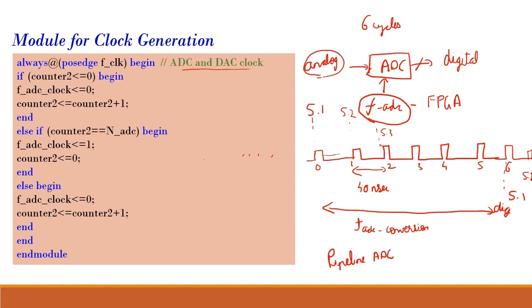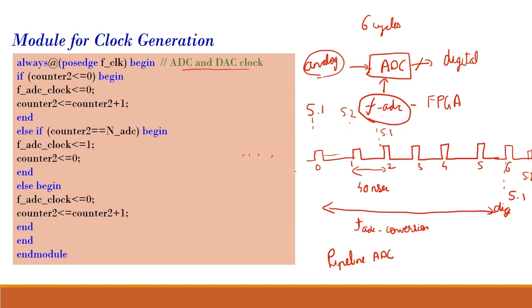So now we have generated the ADC and DAC plot. 4 into T clock is for my ADC. Sir, our last set of code is for generating this FADC. Yeah, generating the FADC. Yes.